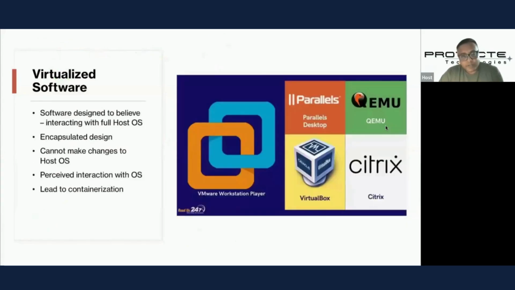Then there is a lot of virtualization software, right? We use VirtualBox, we use VMware, we use Citrix, for daily virtualization needs. But they cannot make changes to the host operating system. So if I put virtualization software like VirtualBox on top of Windows, they do not change anything. They do not have direct access to the hardware. They have access only to the operating system. Such kind of activity is called containerization.